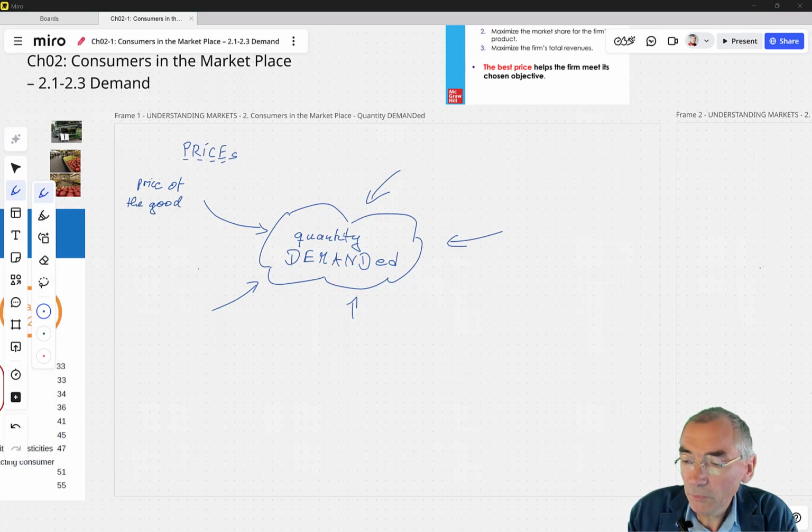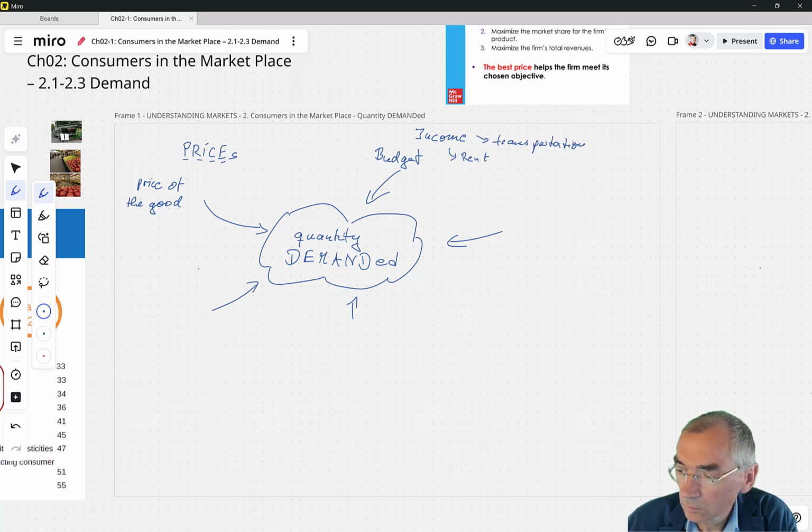It will be different, the things that you found, but you might have taken into account that besides the price of the good itself, there is something like your budget or your income. The budget in the sense that there is your income that you spend for different things, for your rent, for transportation, and so on. And a part of the income goes into your budget for this good, for food, for apples in this case.